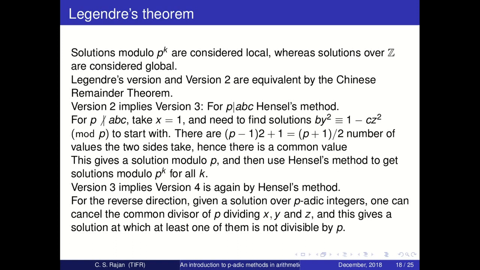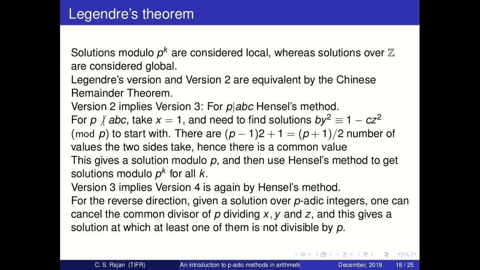Version 2 implies version 3 for p dividing abc by Hensel's method. For p not dividing abc, there are many solutions. Take x equal to 1, and I need to find solutions of b y squared congruent to 1 minus c z squared mod p. Now how many numbers are there on the left hand side? The non-zero elements will give you p minus 1 by 2 squares, and 0 is there, so you will get p plus 1 by 2 values on this side. Here is also p plus 1 by 2. But there are two sets of p plus 1 by 2 in a set of cardinality p, so they have to have a common element, and that gives you a solution. Okay, this gives you a solution mod p, and then you use Hensel's method to lift it.